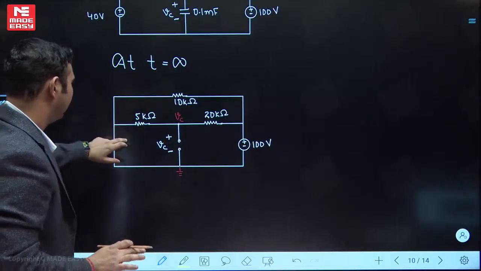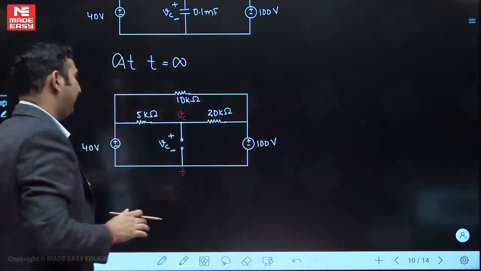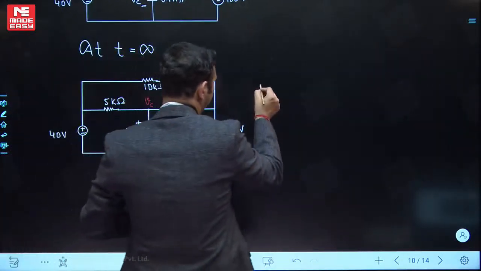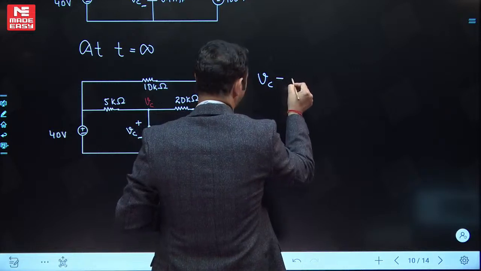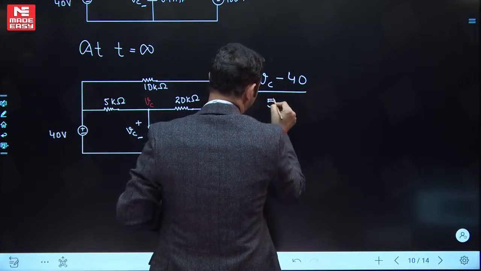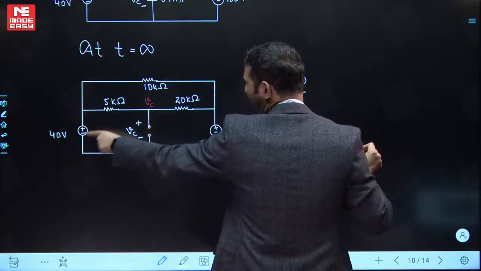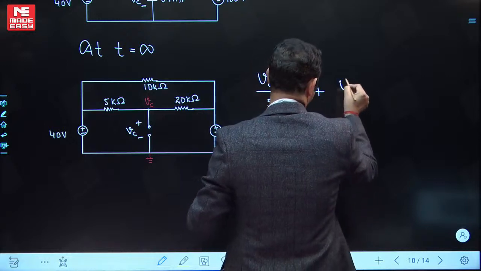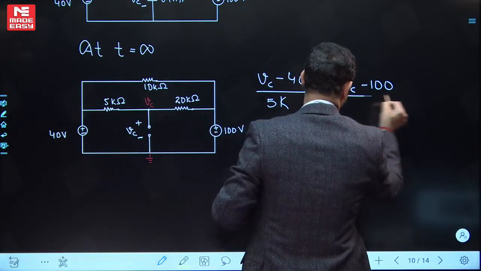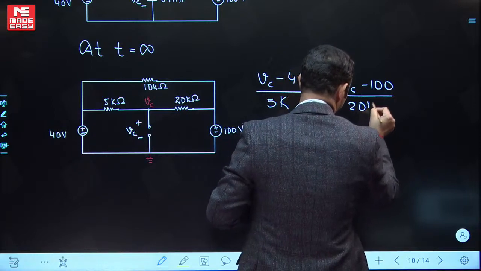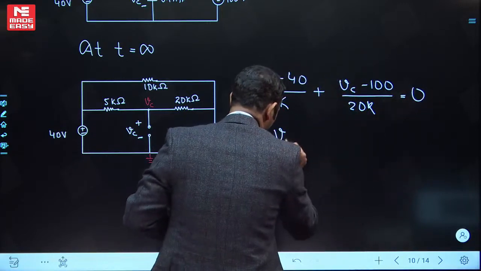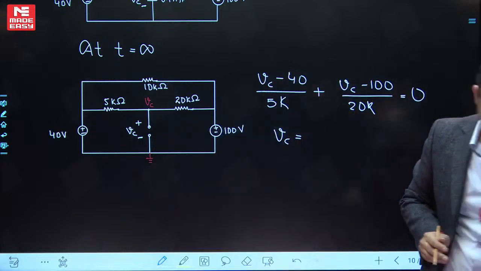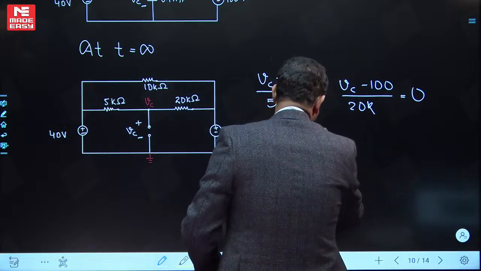Okay. So see, without wasting a lot of time in the calculation, actually it's just an application of the nodal. Let's apply the nodal now. Vc minus 40 by 5k. Okay, let me write actually. So equations you can solve: Vc minus 40 divided by 5k, because this is what I am interested in calculating, plus Vc minus 100 divided by 20k is equal to 0. Let me check what is the answer. I won't be calculating, it will be taking a lot of time. So it is coming as 52 volts.